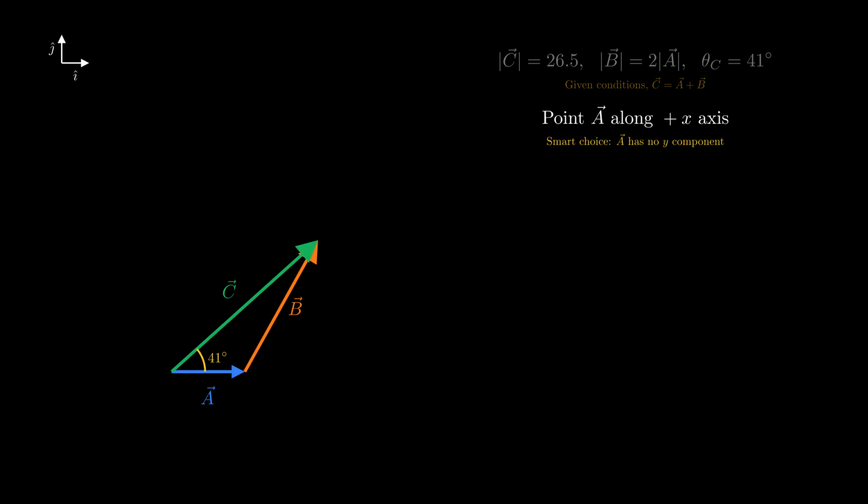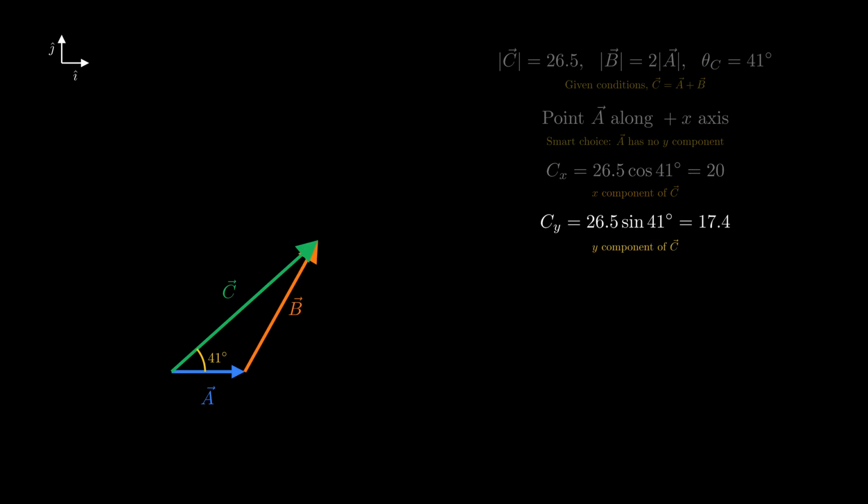Point vector A along the positive x-axis. Then A has no y component, and we know C's components immediately. Cx equals 26.5 times cosine of 41 degrees, which is 20. Cy equals 26.5 times sine of 41 degrees, which is 17.4. Since C equals A plus B, Cx equals Ax plus Bx. And because A has no y component, Cy equals By, so By is 17.4.